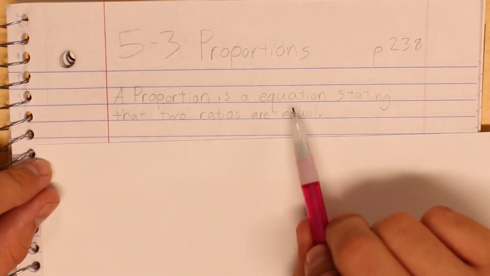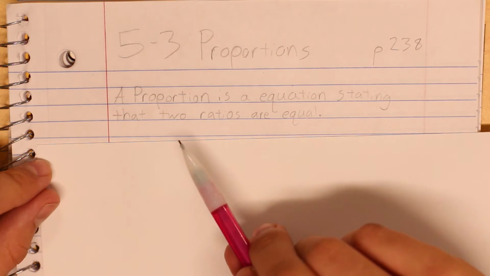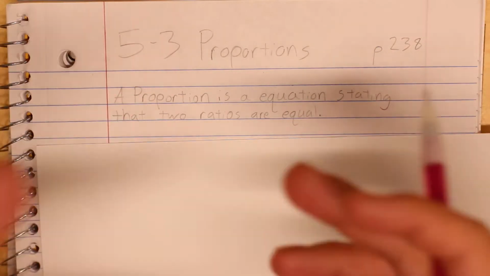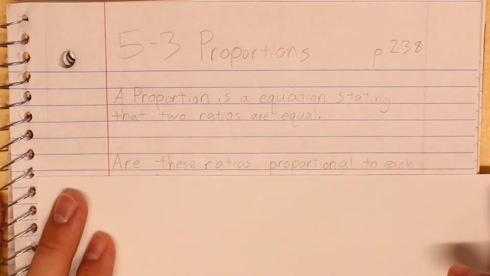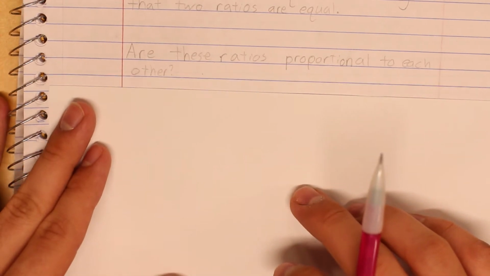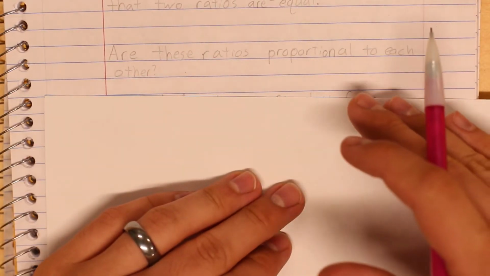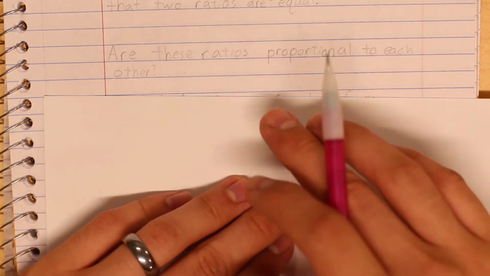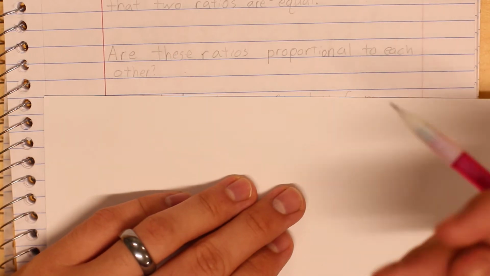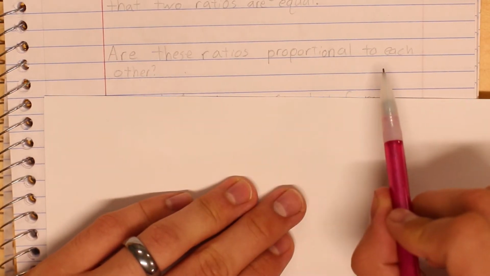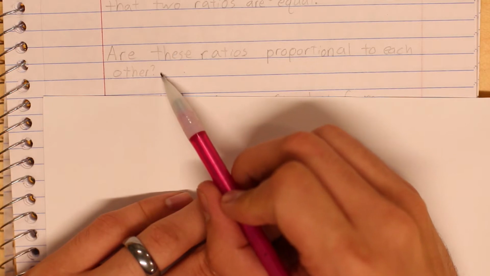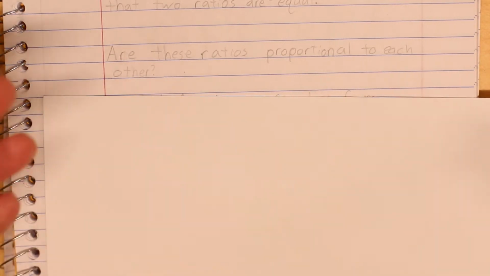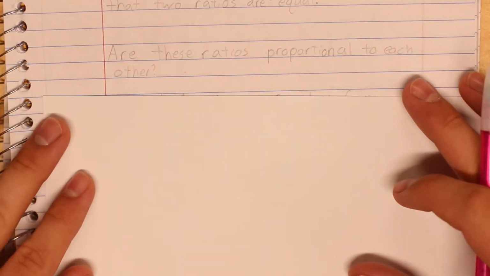So a proportion is an equation stating that two ratios are equal. Basically it's like saying this fraction and this fraction are equal to each other. That's all a proportion is. So mostly what we'll be doing here is answering this question: are these ratios proportional to each other? That's just a fancy way of saying, are these fractions equal to each other, okay? You do need to write this out, but maybe underneath this you should write down, this means, are the fractions equal to each other? That would be a good thing to write there for your own notes.